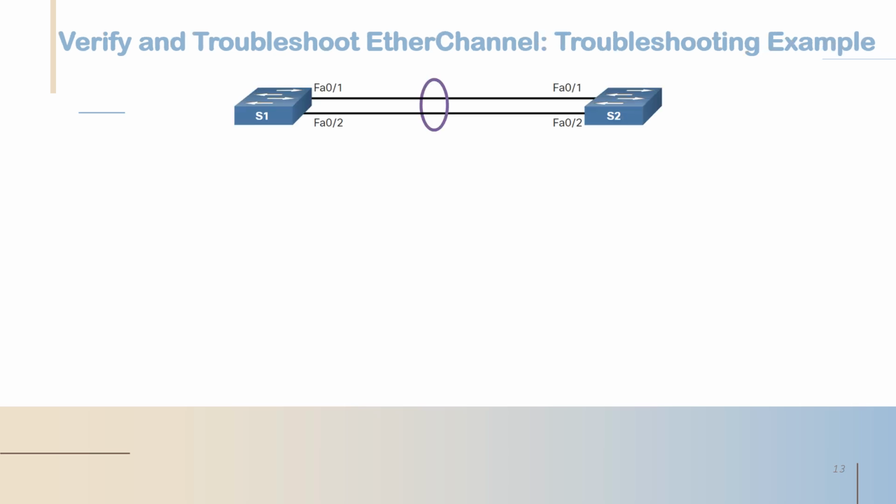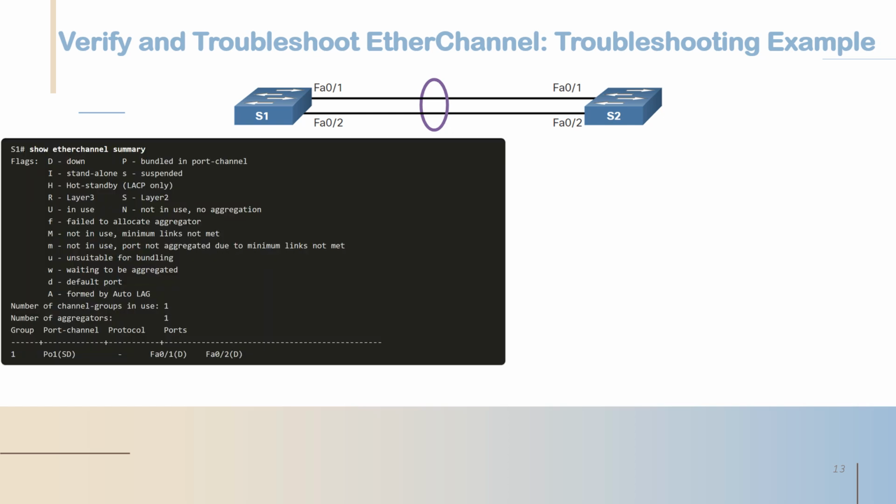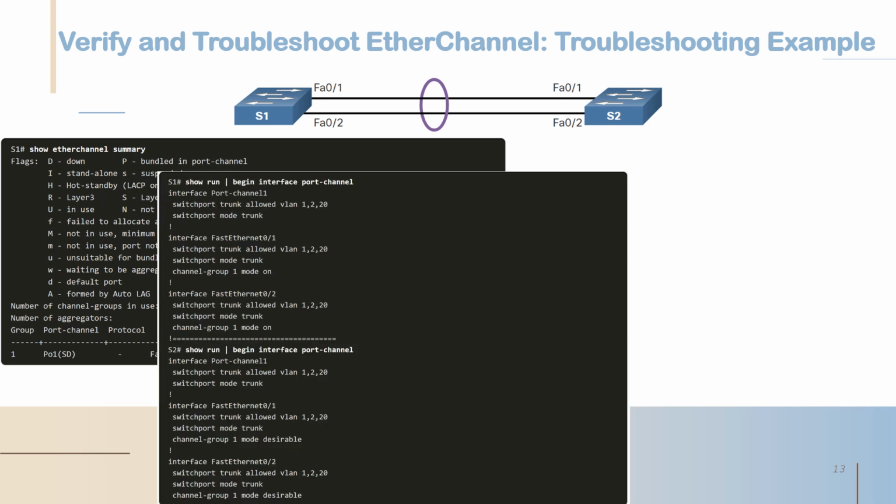We have this figure where the interfaces Fa0/1 and Fa0/2 on switches 1 and 2 are connected with an EtherChannel. However, the EtherChannel is not operational. So what we will do, step 1, is view the EtherChannel summary information, and the output shows that the EtherChannel is down. Then we go to step 2, where we will find the port channel configuration.